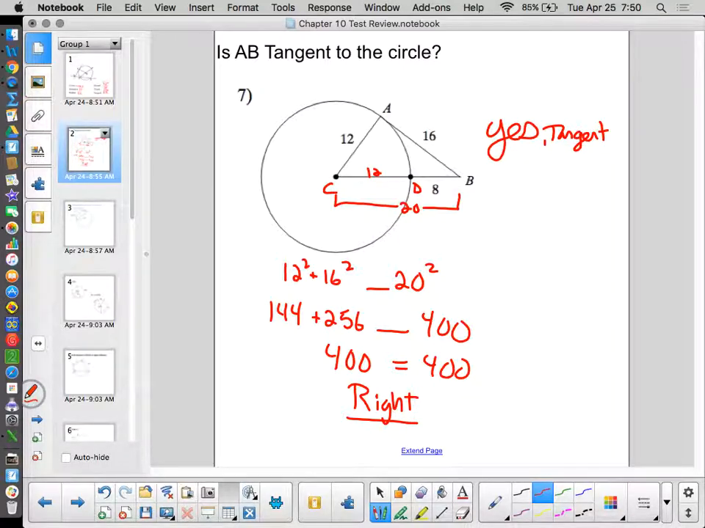Now, if all you write is yes tangent or no not tangent without any work to support that solution, and you happen to guess the right answer, you will get, congratulations, 1 out of the 3 points for having the correct answer. You must have your work to support your answer at all times. Having the correct answer is only a small part of the battle. You got to do the whole thing. So I would need to see this calculation set up and solved. That's the expectation.